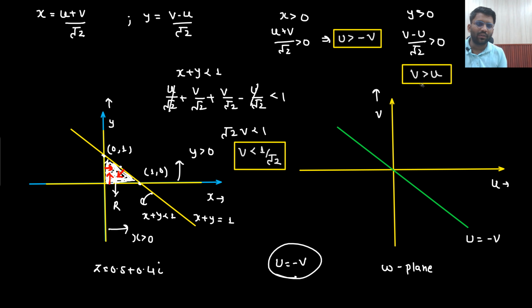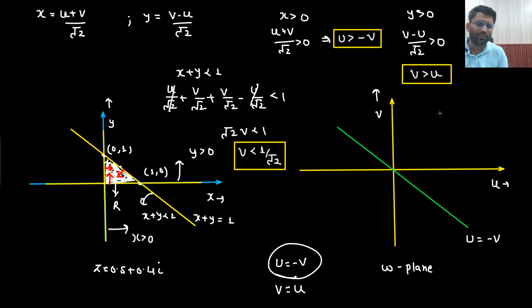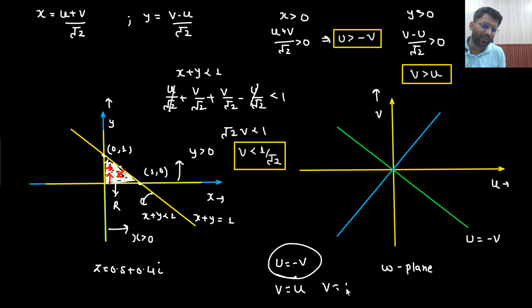Next what I need to draw? u equals to v. Why u equals to v? Because v greater than u I am concerned with, but let's draw u equals to v. So if I draw u equals to v, this is how I will draw it. This is your u equals to v. And next I am supposed to draw v equals to 1 by under root 2.